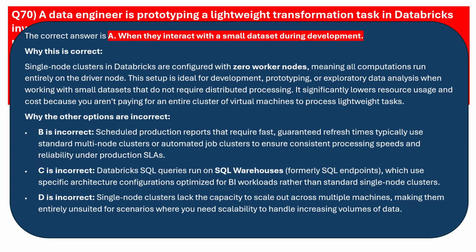B is incorrect. Scheduled production reports that require fast, guaranteed refresh times typically use standard multi-node clusters or automated job clusters to ensure consistent processing speeds and reliability under production SLAs. C is incorrect. Databricks SQL queries run on SQL warehouses, formerly SQL endpoints, which use specific architecture configurations optimized for BI workloads rather than standard single-node clusters. D is incorrect. Single-node clusters lack the capacity to scale out across multiple machines, making them entirely unsuited for scenarios where you need scalability to handle increasing volumes of data.